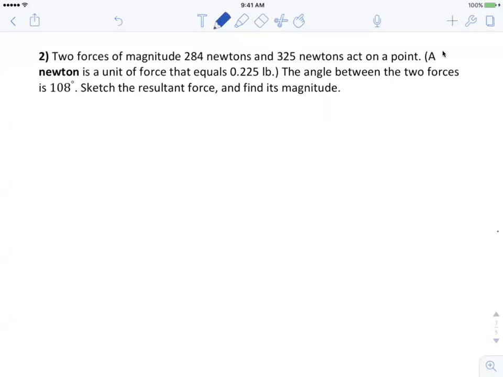Hey everyone, Mr. H again. Going to continue with 8.3. This is page 3. Some more examples using forces.